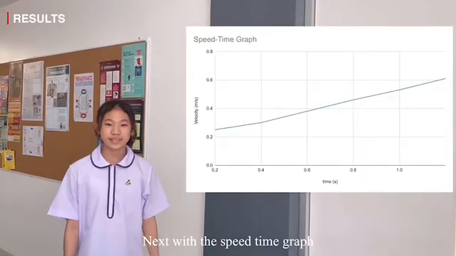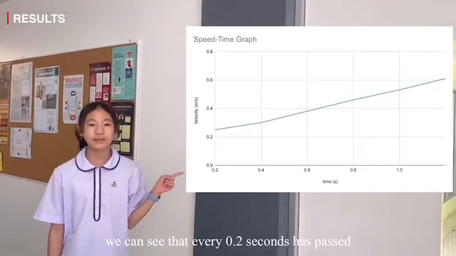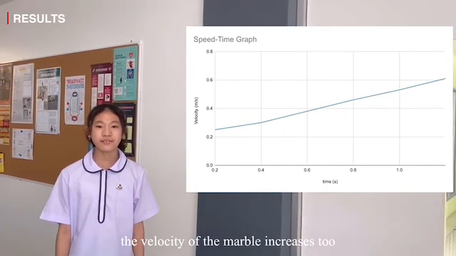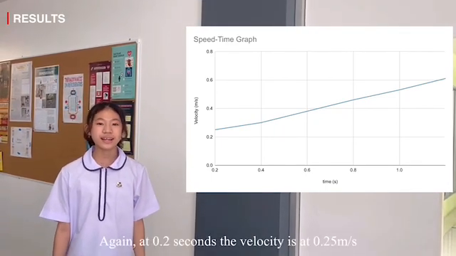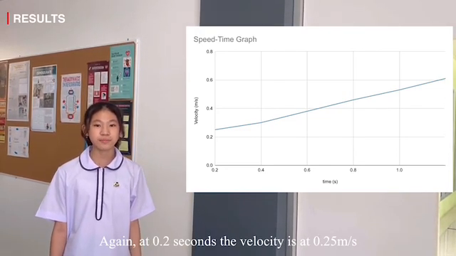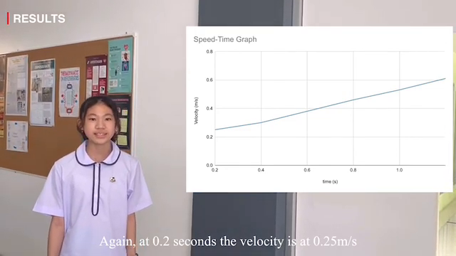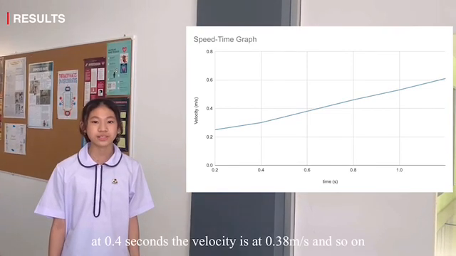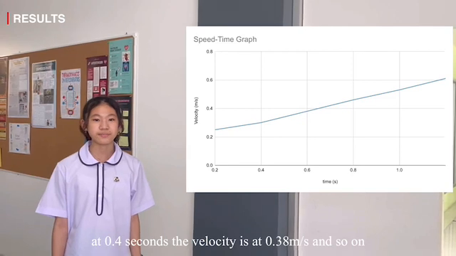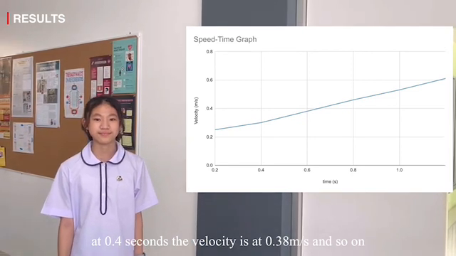Next, with the speed-time graph, we can see that every 0.2 seconds that has passed, the velocity of the marble increased. Again, at 0.2 seconds, the velocity is 0.25 meters per second, and at 0.4 seconds, the velocity of the marble is 0.38 meters per second, and so on.